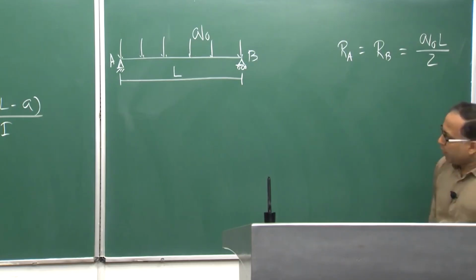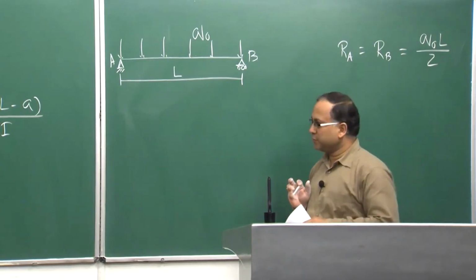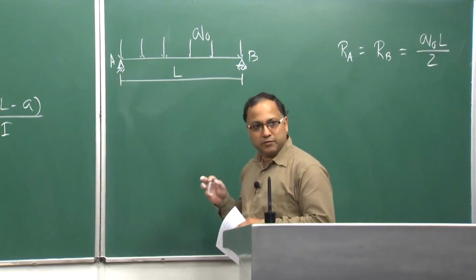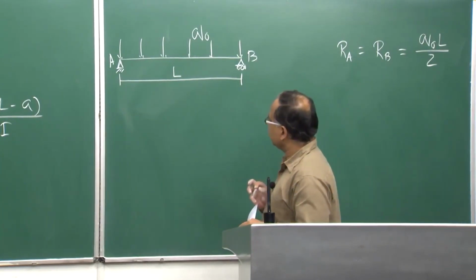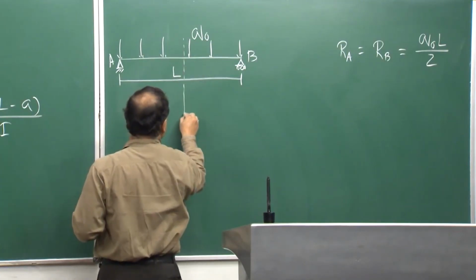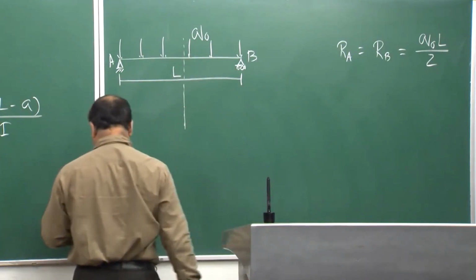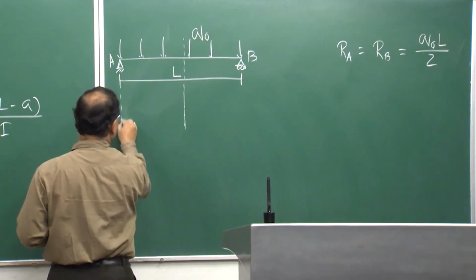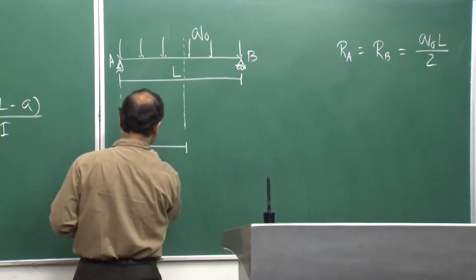Now, we will consider some intelligent way here. See, this is the mid span of the beam, this is the mid span of the beam, this is your L by 2.